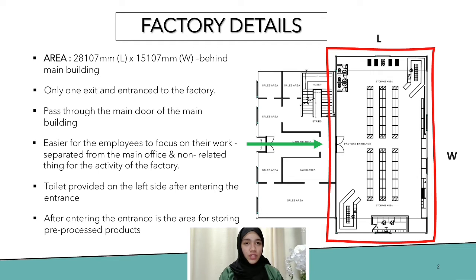After entering the entrance of the factory, from the left side, we can see the toilet, which is provided for the workers or anyone in the factory area. Facing the entrance, we can see the storage area where the employees store the pre-processed product after processing it. The other areas of the factory are suitable for employees to do the process of the product.